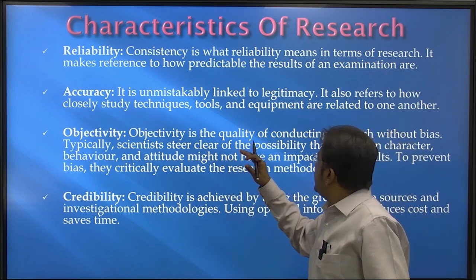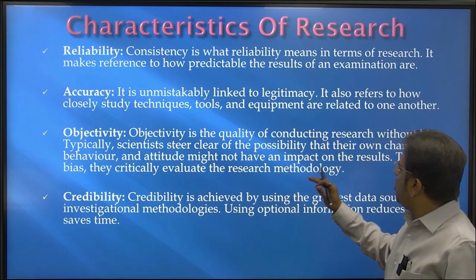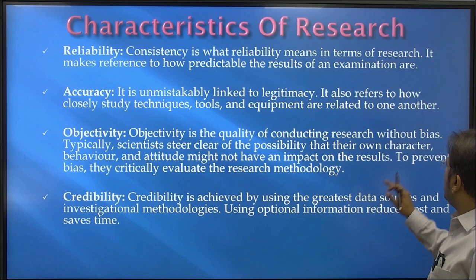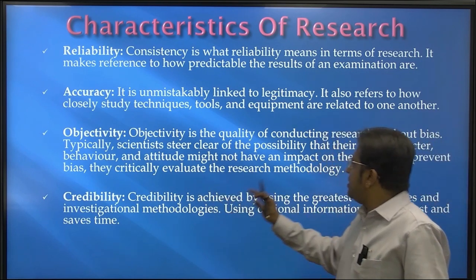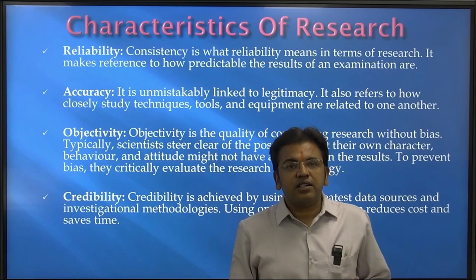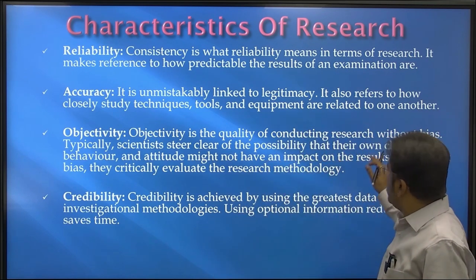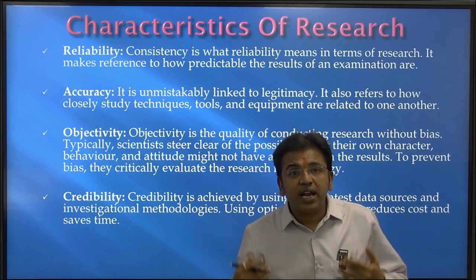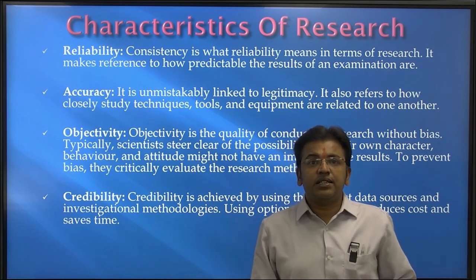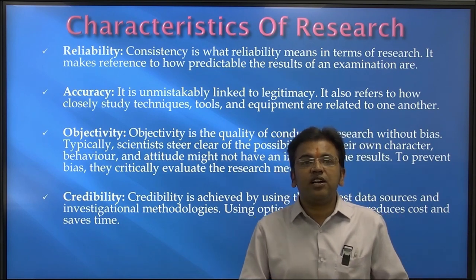Objectivity. Objectivity is the quality of conducting research without bias. Typically, scientists steer clear of the possibility that their own character, behavior and attitude might have an impact on the result. To prevent bias, they critically evaluate the research methodology. The objectivity of the research should be very clear. The researcher should not adopt any biased attitude. He must know that the possible outcome should not be affected by his own attitude or behavior. The result should be mentioned as it is, with a transparent approach. He should not put his attitude into writing the final report.